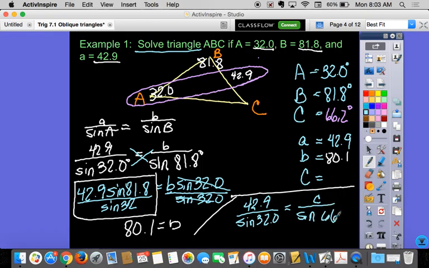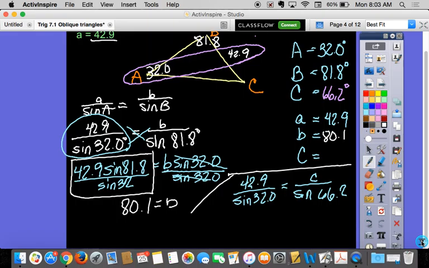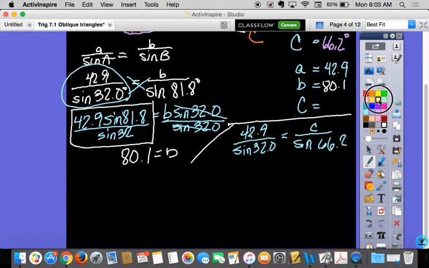Okay, so we have the same similar setup. So I'm copying this ratio. It is copied over here, but then I changed. Instead of having a ratio for B, I'm having a ratio for C. And so then we're going to go through and we're going to cross multiply.